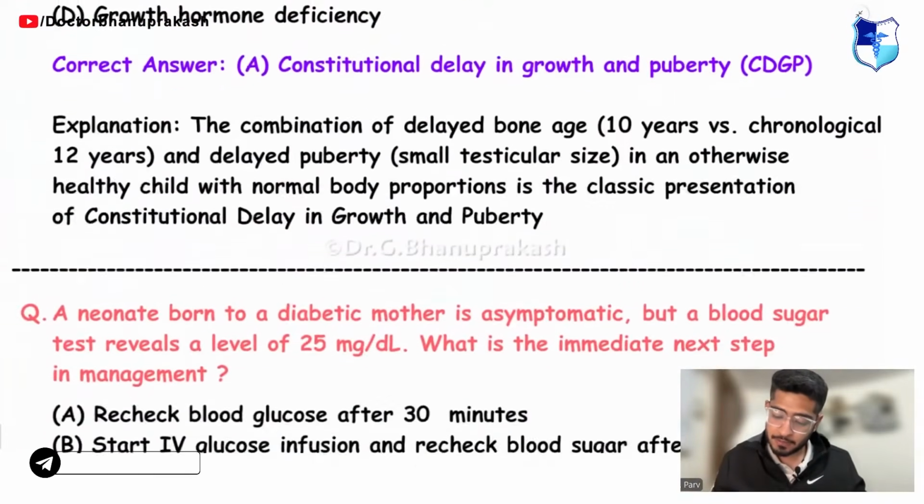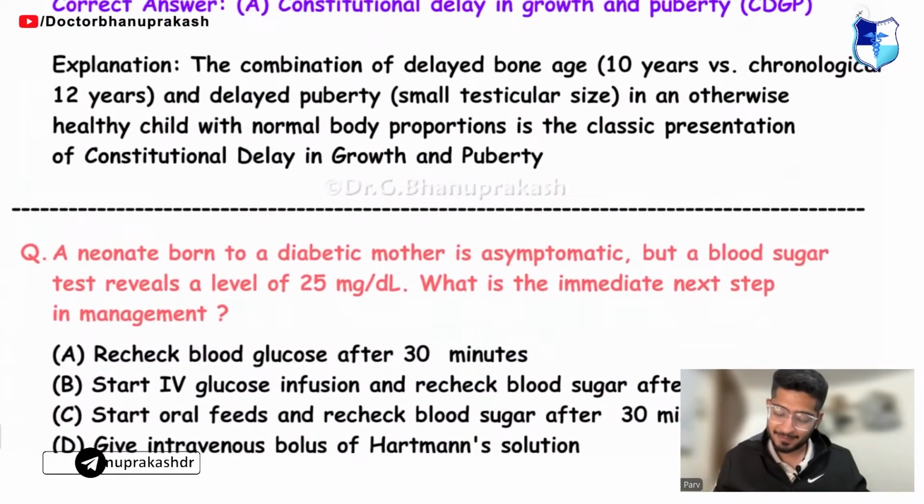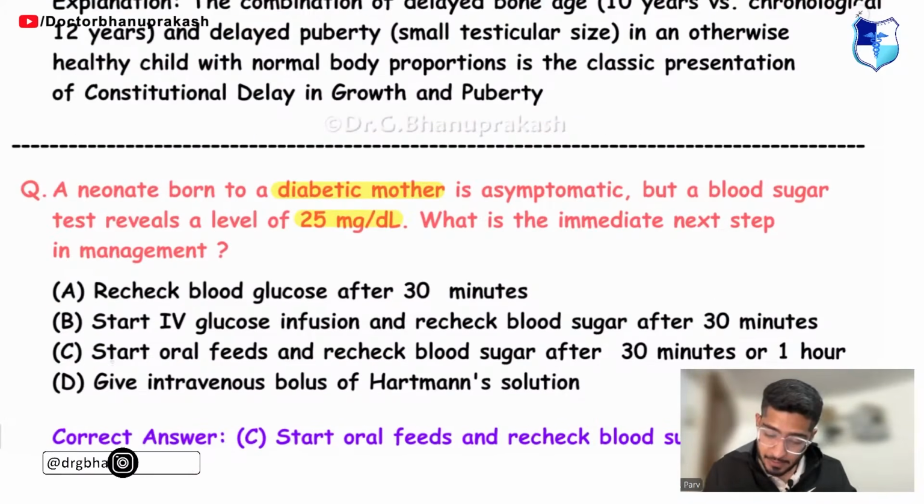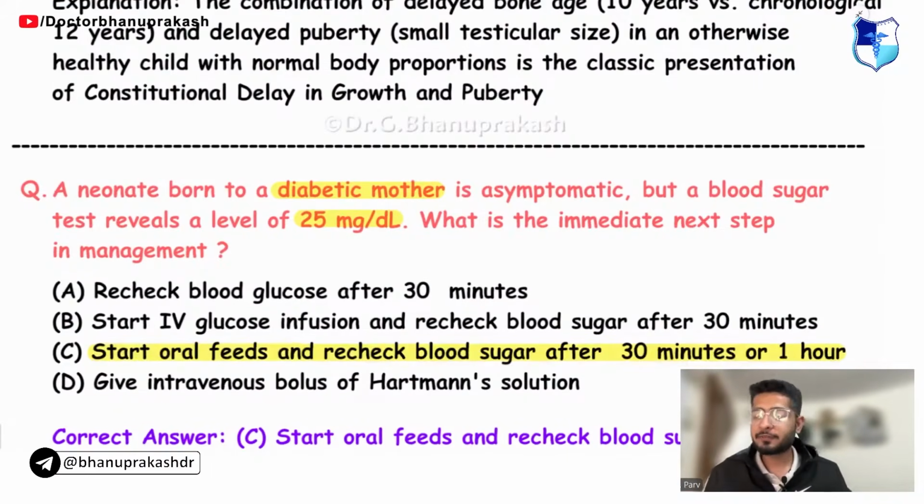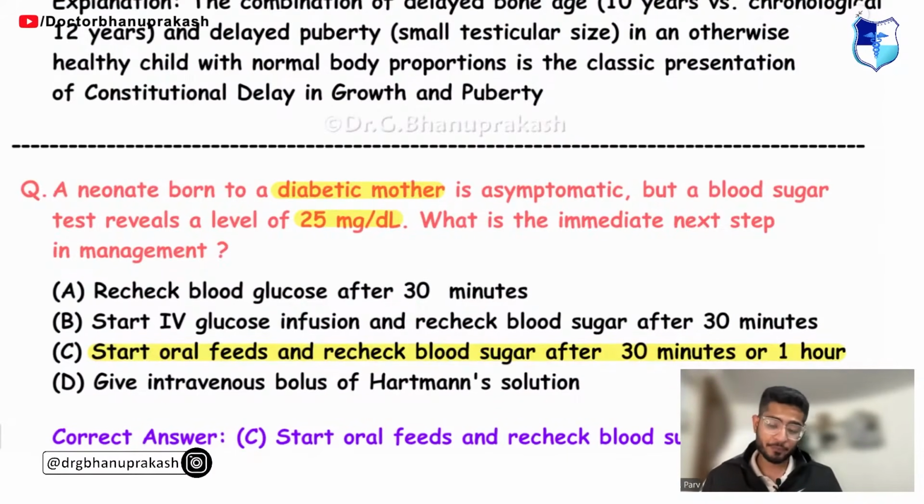Coming on to this one. Now tell me this. A neonate born to a diabetic mother is asymptomatic, but blood sugar reveals a level of 25 mg per deciliter. What is the next step? Start oral feeds and recheck the blood sugar after 30 minutes or 1 hour. We have to give the oral feeding, because it's actually not less than 25 mg per deciliter.